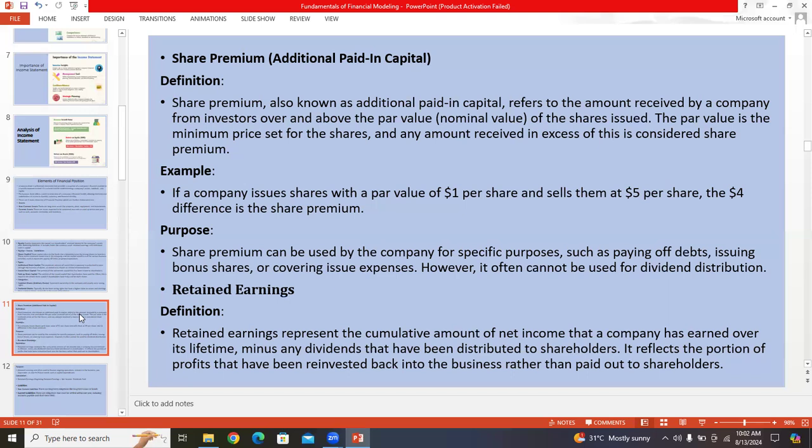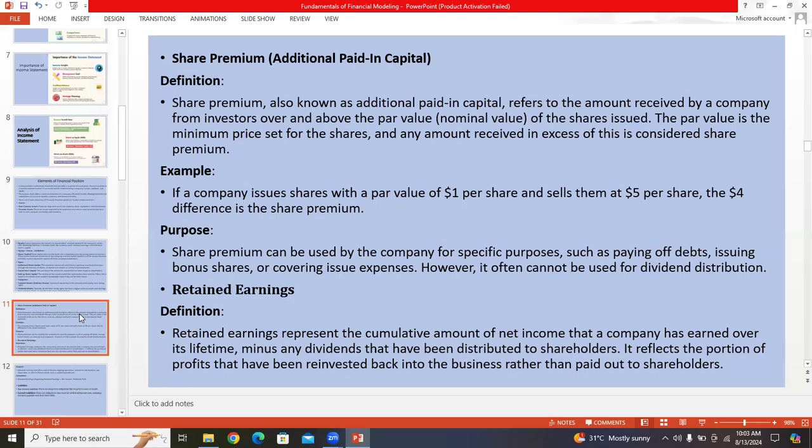What is the purpose of share premium? Share premium can be used for the company's specific purposes. These are just common purposes, as each company's status differs and each company chooses different purposes for its share premium amounts. Some of the common ones are paying off debts, issuing bonus shares, and covering issue expenses. It cannot be used for dividend distribution. Dividend distribution is done through your retained earnings, which are not part of share premium or ordinary share capital. You need to understand things very deeply.